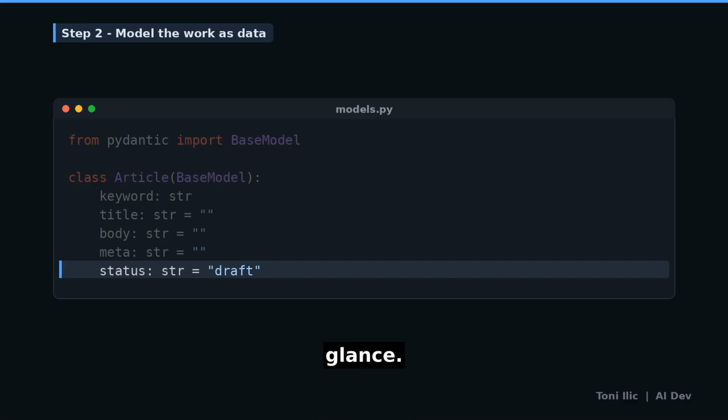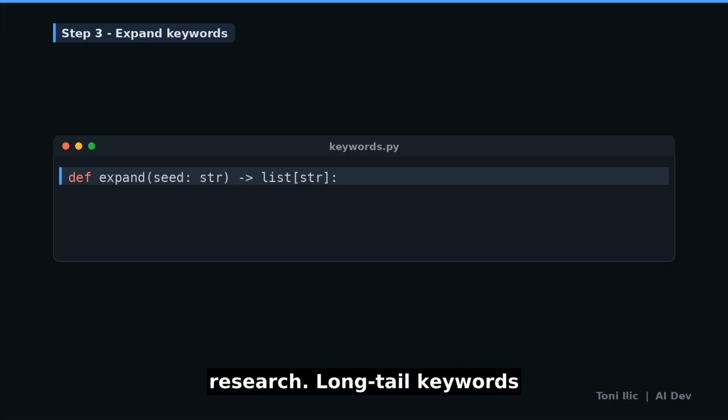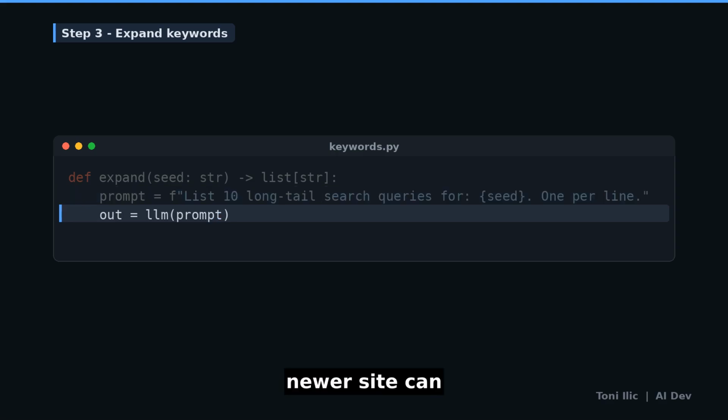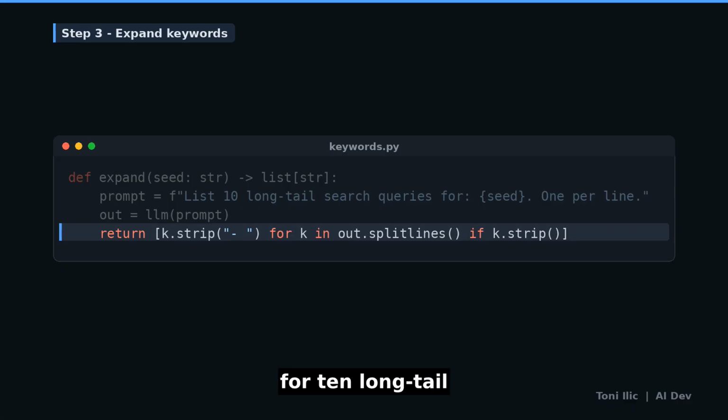Step 3. Keyword research. Long-tail keywords are the specific, multi-word searches like best budget espresso machine for small kitchens, rather than just espresso machine. They have less competition, which is exactly where a newer site can actually rank and win traffic. The simplest version, shown here, just asks the language model for 10 long-tail queries around your seed and cleans up the list. It costs almost nothing and gets you moving today.